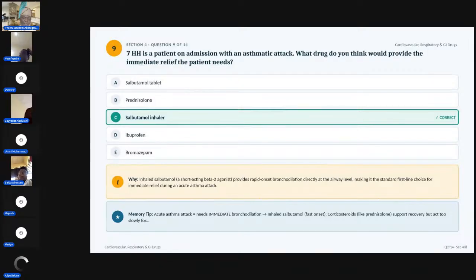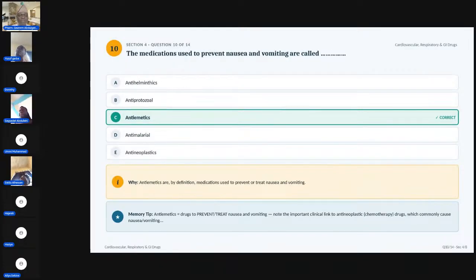You will not give salbutamol tablets because it will not give immediate relief. But of course, you can give the salbutamol inhaler and that will do that magic for you, immediately. Don't forget what they did. The immediate is the key thing in this question. And then the next question says the medication used to prevent nausea and vomiting are called drugs that stop vomiting. They are called antiemetic.